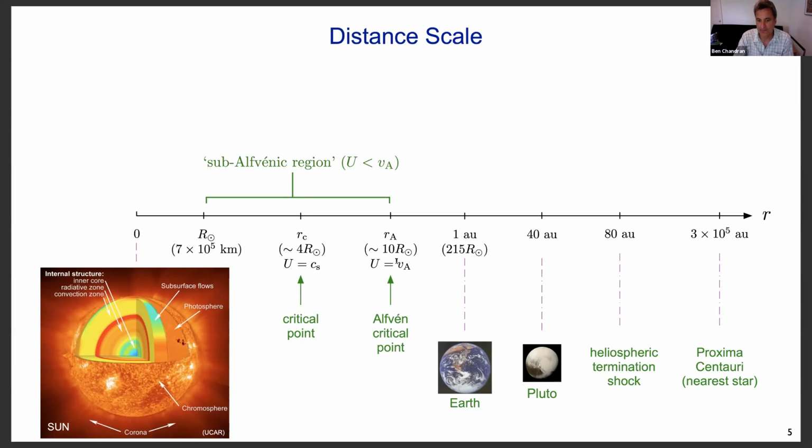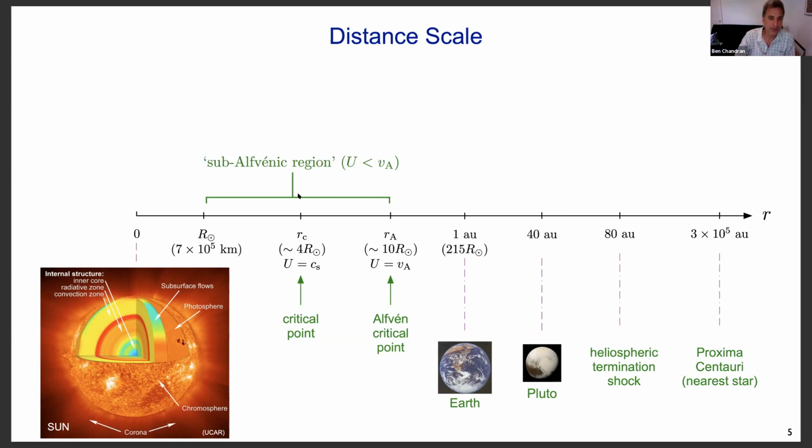A little further out, about 10 solar radii out from the sun, you have the so-called Alfvén critical point. That's where the local flow speed equals the local Alfvén speed. The Alfvén speed is the speed at which Alfvén waves propagate. I'll define it and talk about Alfvén waves a bit more later on in this talk.